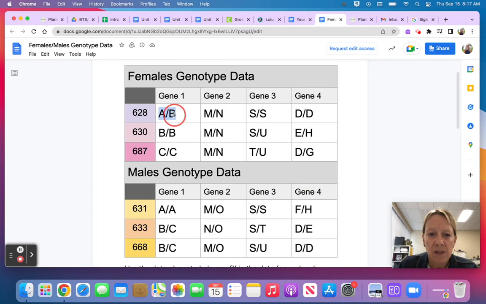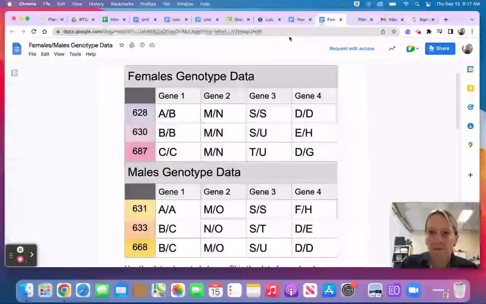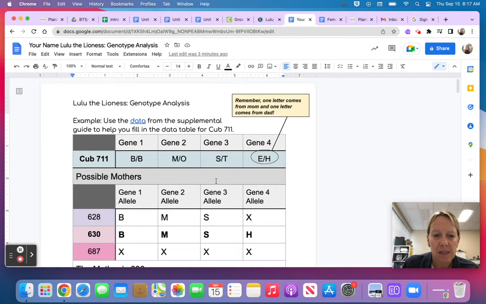So these alleles for this particular lion would have come from her parents. But we're looking at who she was the parent of. So we're going to go back to this lesson.